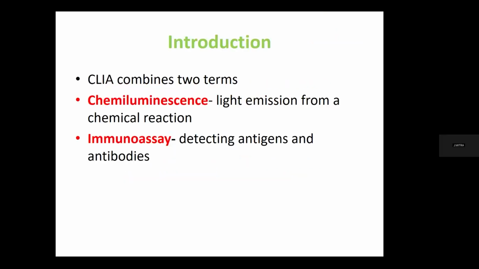Firstly, CLIA combines two terms. One is chemiluminescence and another is immunoassay. Why is it chemiluminescence? Because it is related to a chemical reaction which emits light. And why is it immunoassay? Because it detects antigen and antibody, the reaction between antigen and antibody.